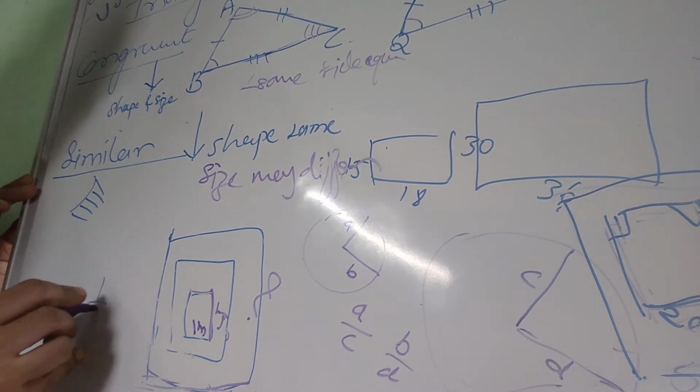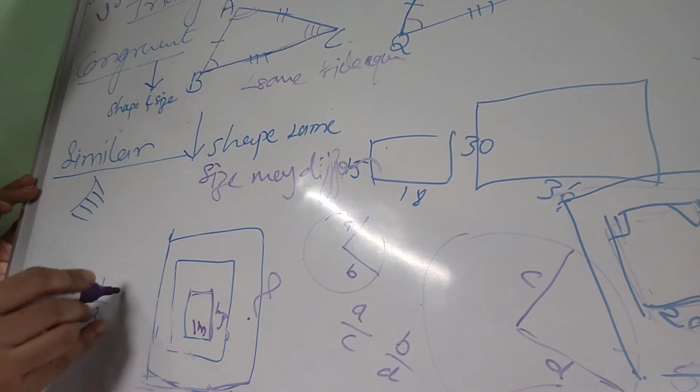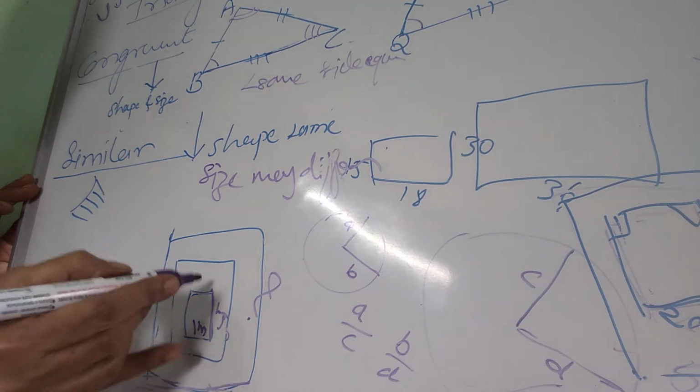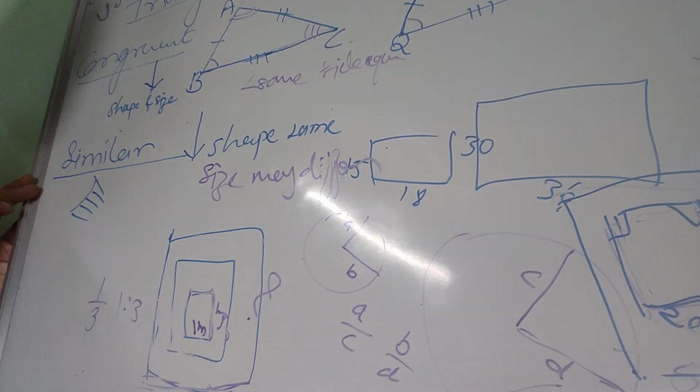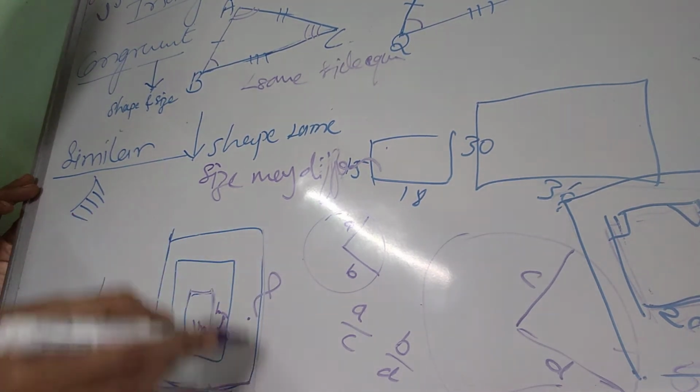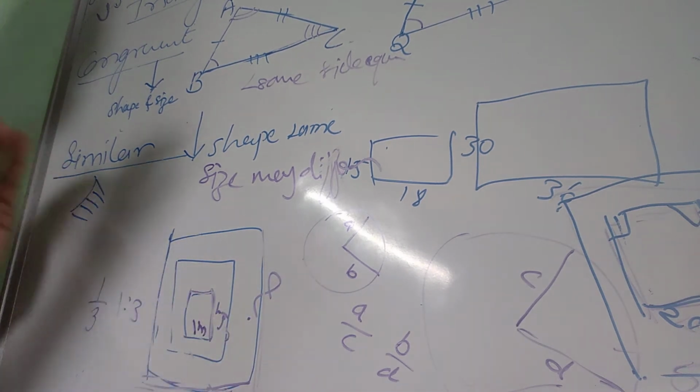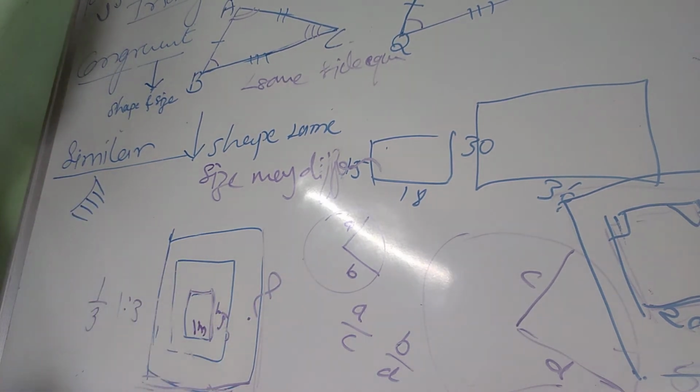So 1:3 is the scale factor here, and because of the scale factor, if we know this length, we can find out this length. So scale factor is very, very important in similarity.